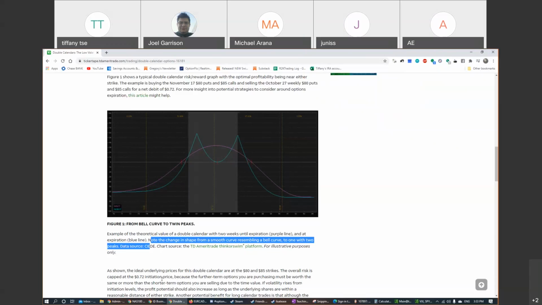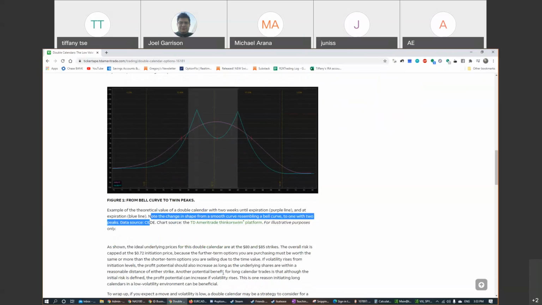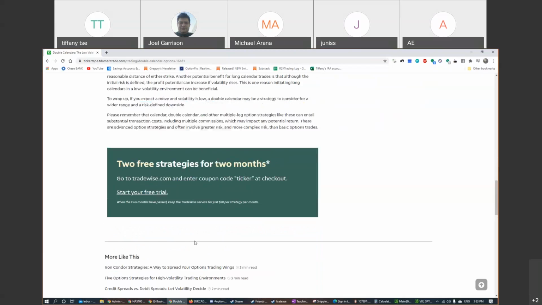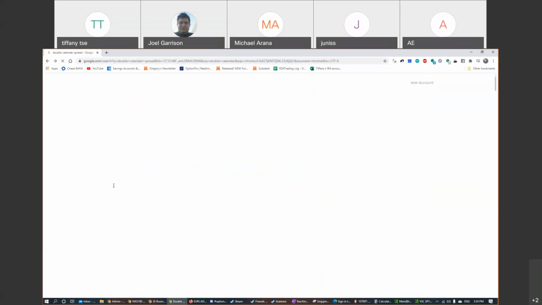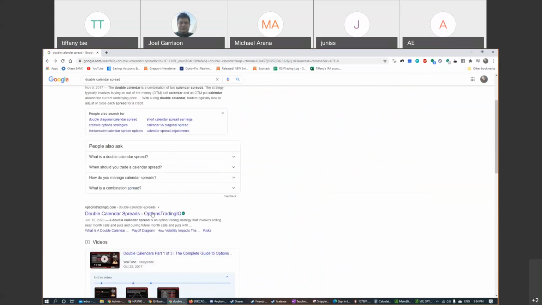If volatility rises from initial levels, the potential profit increases as shares move in a reasonable direction of either strike. Another benefit is long trades: the long strikes you actually bought increase in value as volatility goes up. So that's just a calendar. It's just 2 peaks.